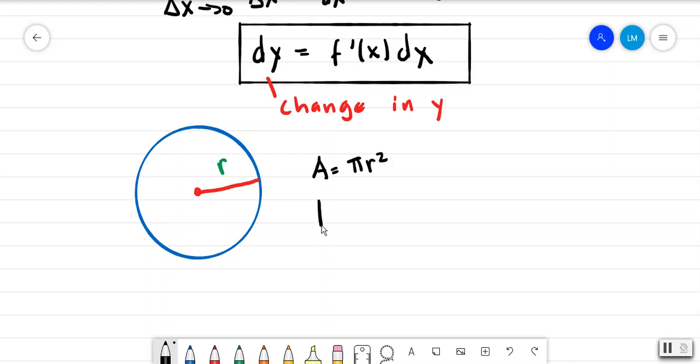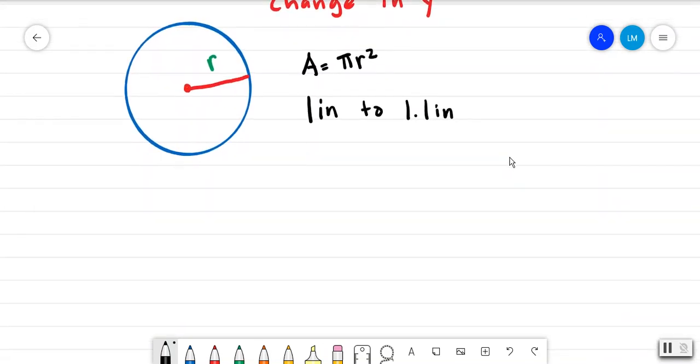Now, imagine we had 1 inch as our radius, and it went to 1.1 inches. What if I wanted to find the change in the area? This is very useful whether I'm trying to cover a garden with soil and estimate how much additional I will need, or if I were to make a sphere much larger, I can estimate how much more paint I might need to cover it entirely.